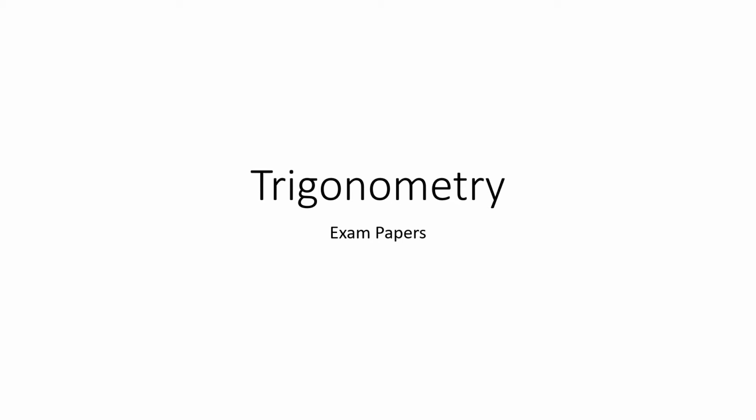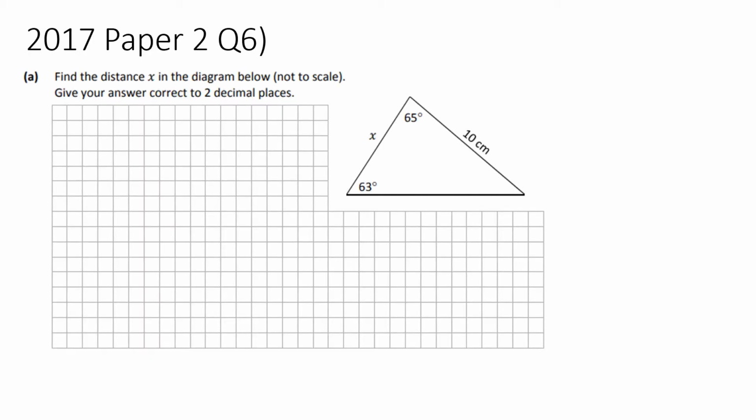So this is a trigonometry question on paper 2, and this is question 6. The first thing they're asking you to do here is to find the distance, which is marked as x in the diagram below, and it's not to scale. So it means that this is not 10 centimeters, that's not 63 degrees, and that's not 65 degrees, because some people will be tempted to use their protractor and their ruler to start measuring, and that's not going to work.